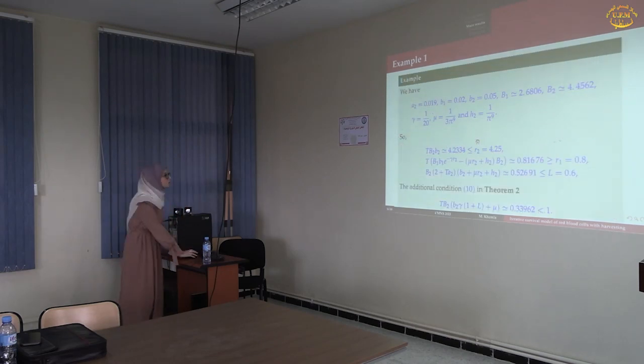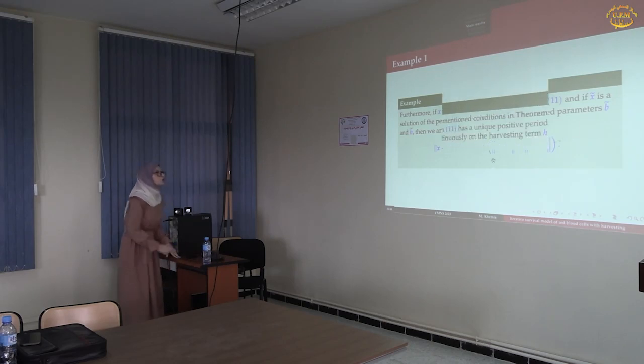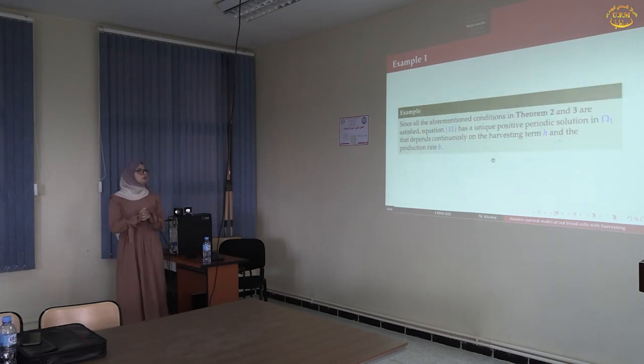So in this case, for these values, we can easily see that the aforementioned conditions of the existence theorem are satisfied. Also, the additional condition 10 in theorem 2 is satisfied. In addition, if x is the unique solution of equation 11, and if we assume there is another solution of the perturbed equation with the perturbed parameters, we arrive at this inequality. So in this example, since all the aforementioned conditions in theorems 2 and 3 are satisfied, equation 11 has a unique positive periodic solution in omega 1 that depends continuously on harvesting term h and production rate b.